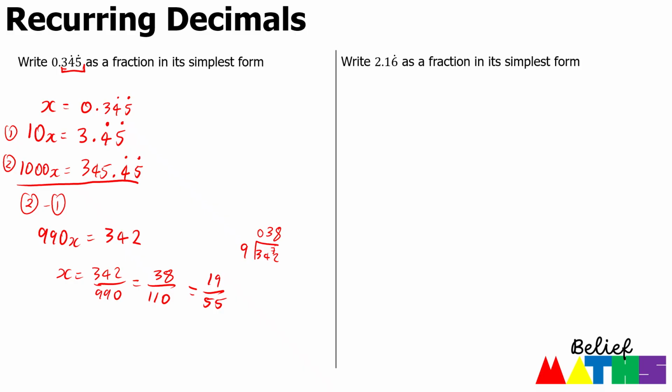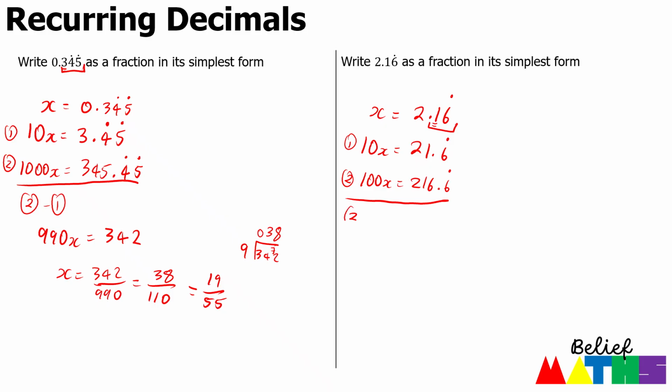Same idea with the next one, but in this case we've not got 0 point, we've got 2 point something. But we do the exact same thing. x is equal to 2.16 recurring. Again, there's one non-recurring decimal place to the right of the decimal point. So that means my first equation is 10x equals 21.6 recurring. So that's equation 1. And equation 2, again, I've got 2 digits after the decimal point in my original question. So therefore that's 100x is equal to 216.6 recurring.